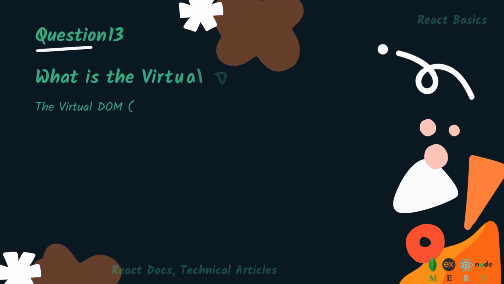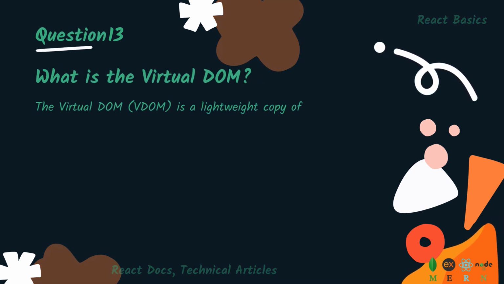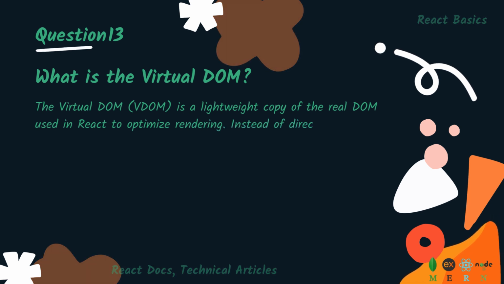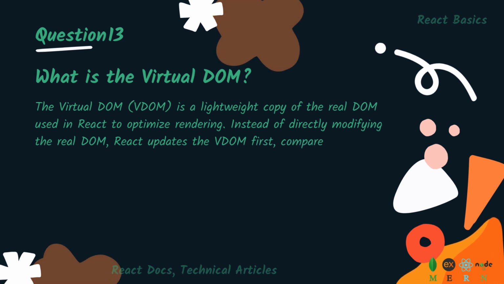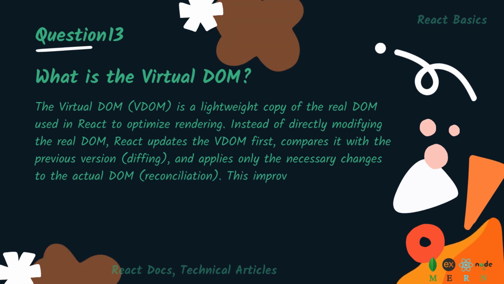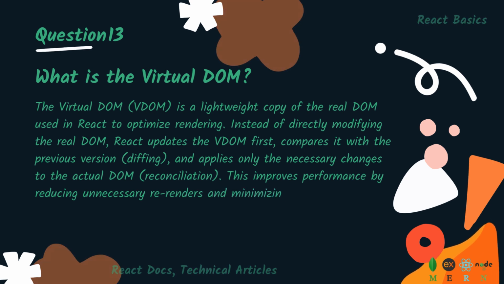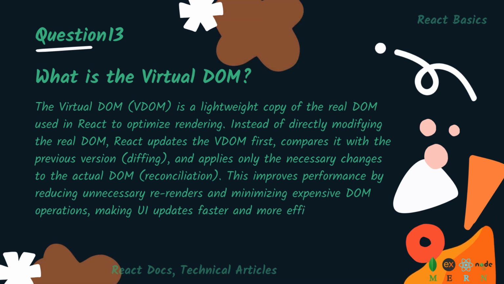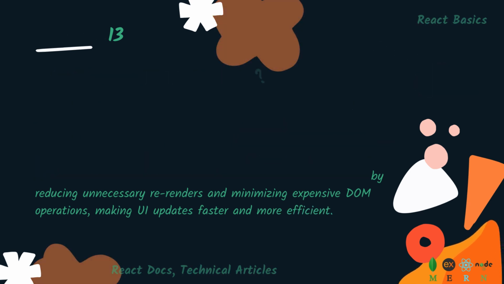What is the virtual DOM? The virtual DOM, VDOM, is a lightweight copy of the real DOM used in React to optimize rendering. Instead of directly modifying the real DOM, React updates the VDOM first, compares it with the previous version (diffing), and applies only the necessary changes to the actual DOM (reconciliation). This improves performance by reducing unnecessary re-renders and minimizing expensive DOM operations, making UI updates faster and more efficient.